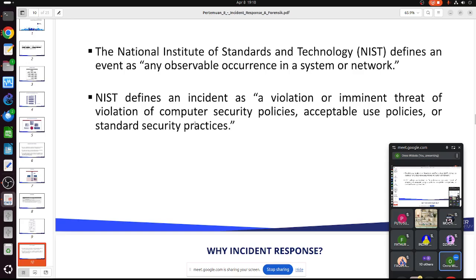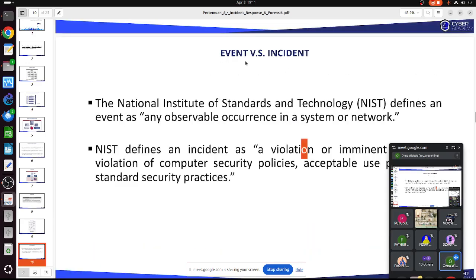So this is event. While NIST, the same organization, defines incident as a violation or imminent threat of violation of computer security policy, acceptable use policy, and standard security practice. So incident is a violation, a threat. Event is something that happens to the system. For example, if there is an earthquake, that's an event. That's not an incident. So there are two different things: event and incident.